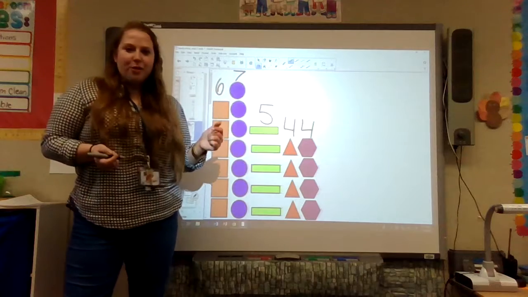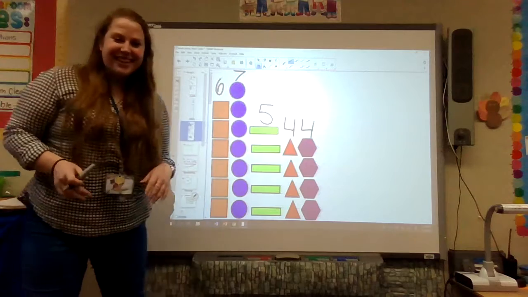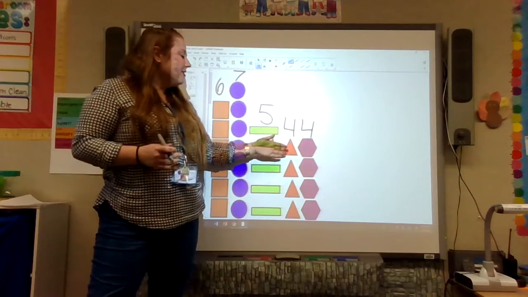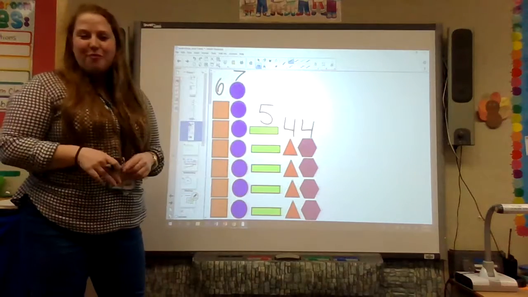So what's that special math word that we use when two things are the same? Equals. Great job. My triangles and my hexagons are equal. We have the same number of both of those shapes.